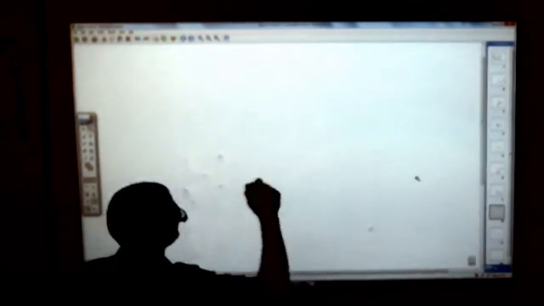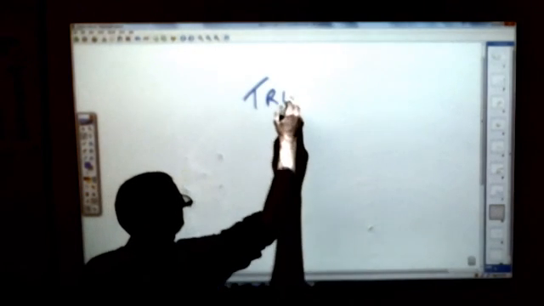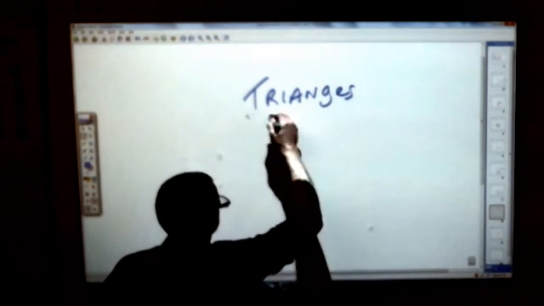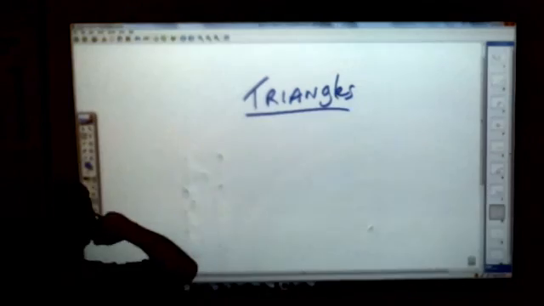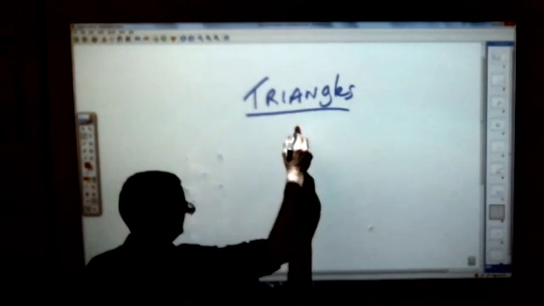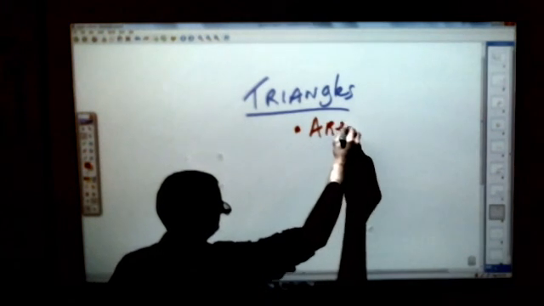Under triangles, your life will forever today be changed, maybe for the better. And the little spiel today is finding the area of triangles.